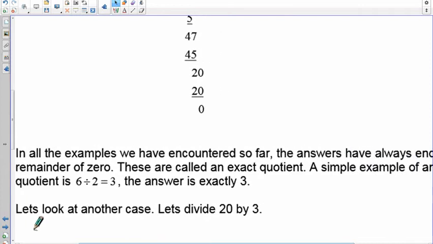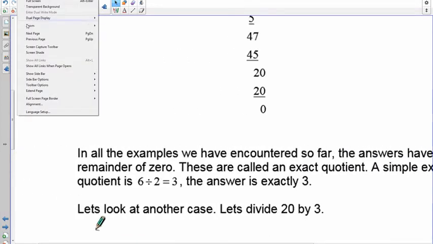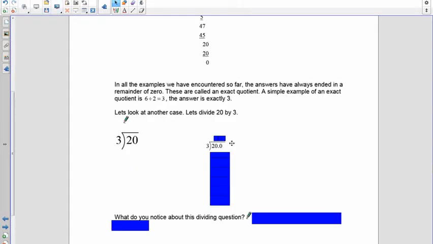In all the examples we've done so far, the answers have always ended up with a remainder of 0. These are called exact quotients, which means it's an exact number. A simple example of an exact number would be 6 divided by 2 giving you 3. The answer is exactly 3. Now sometimes you get a number which is not exact, and that means you can't divide it and get to a 0 because it starts to do some other things.